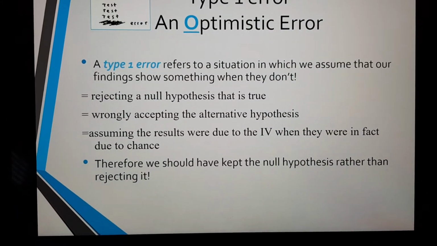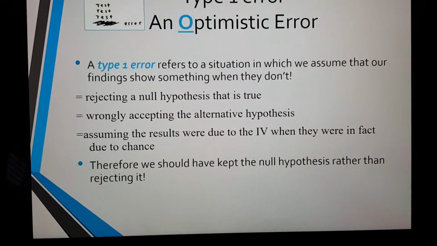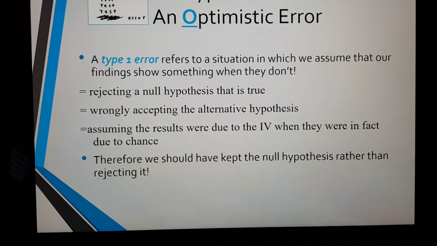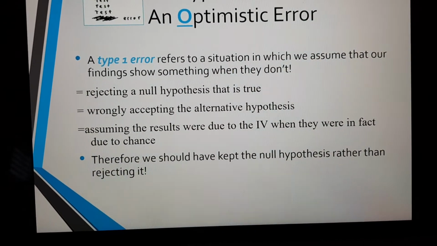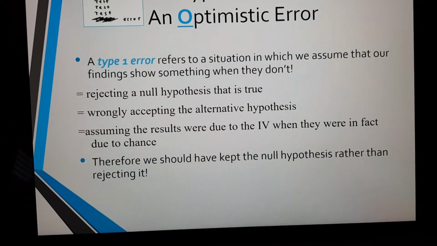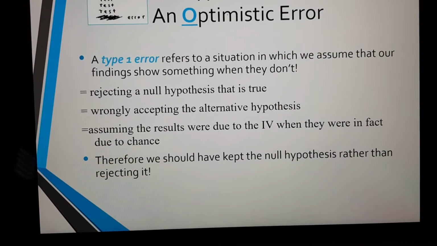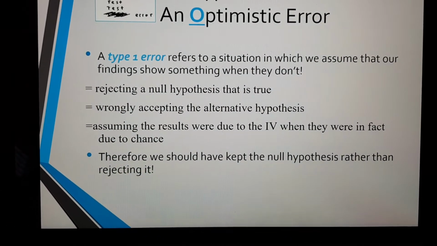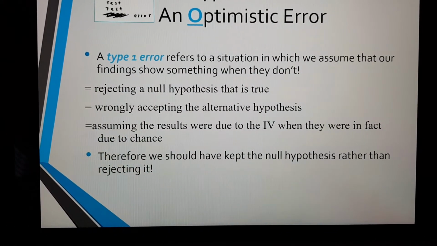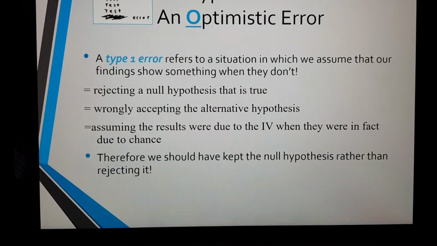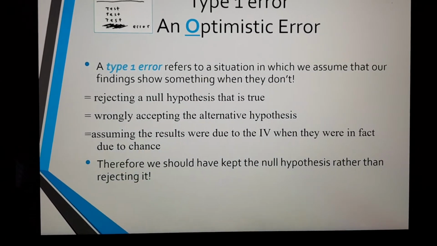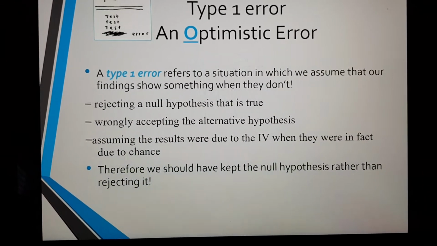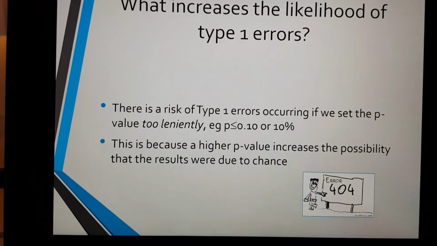So in other words, we're assuming the results were due to the IV if it was an experimental design, when in fact they're more likely to be due to chance. So what we should have done really is keep the null rather than reject it. Okay, so an optimistic error is when we've rejected our null hypothesis, but what we should have done is actually keep it.